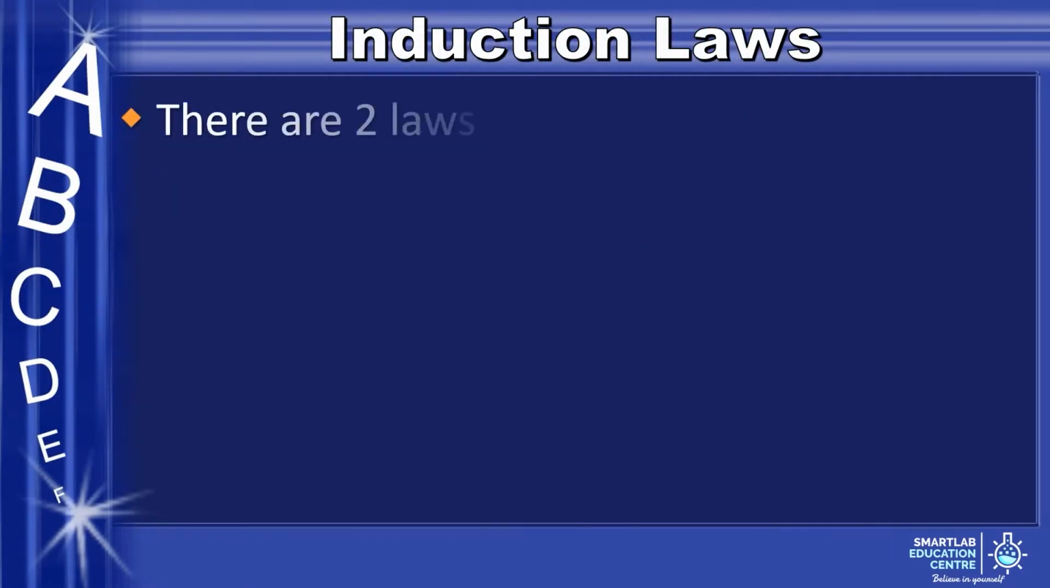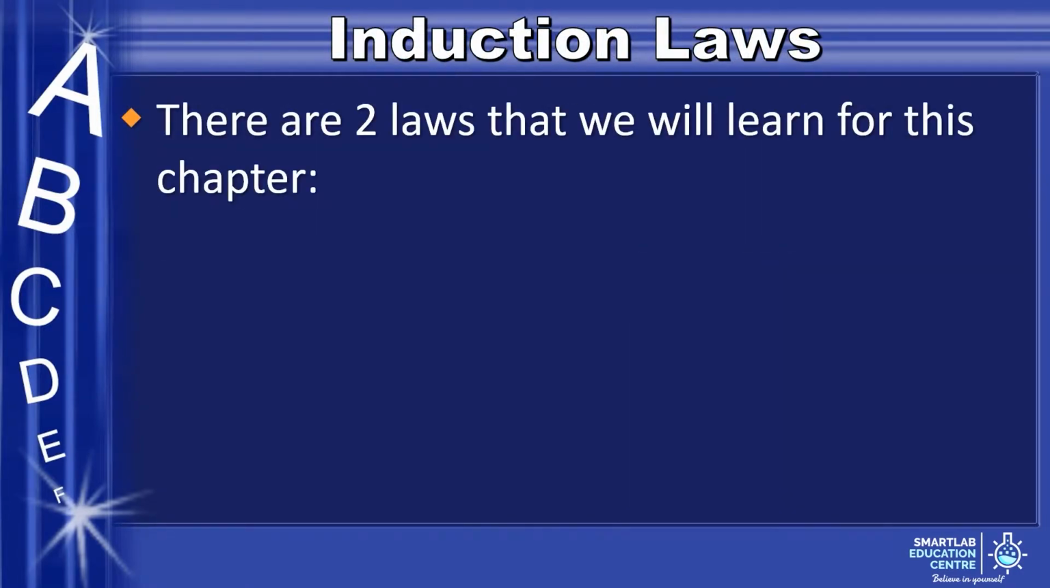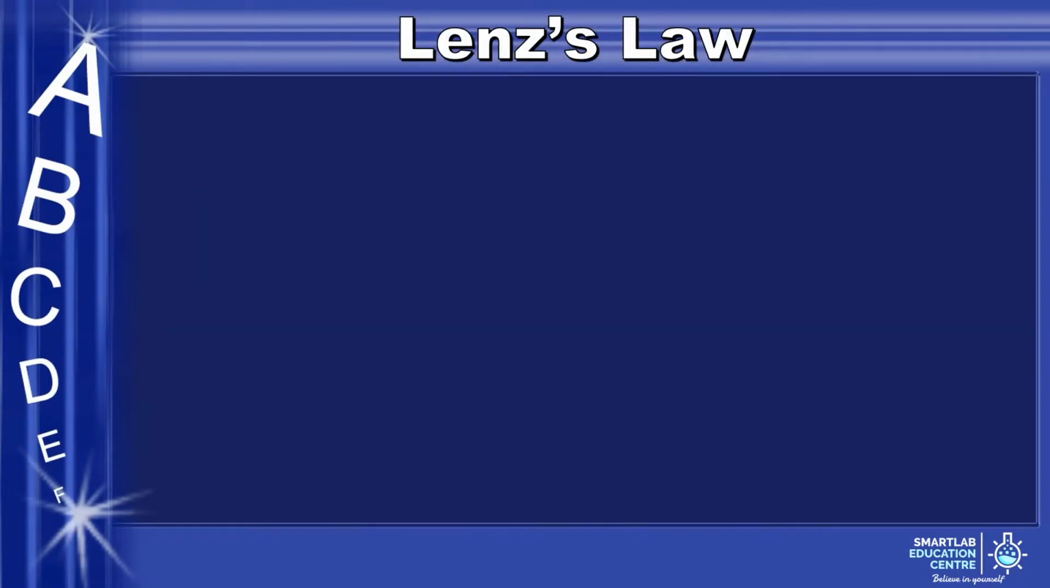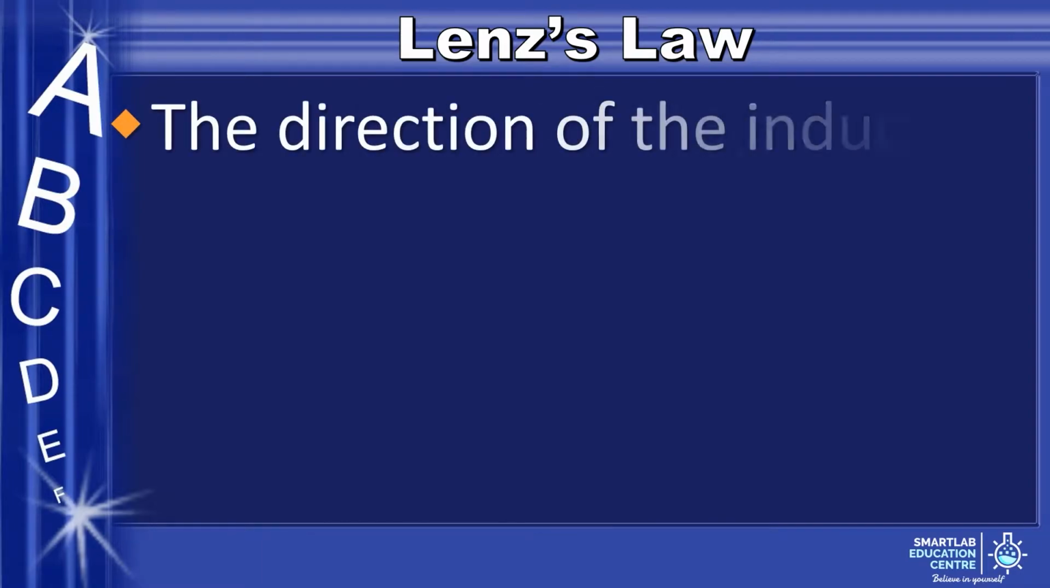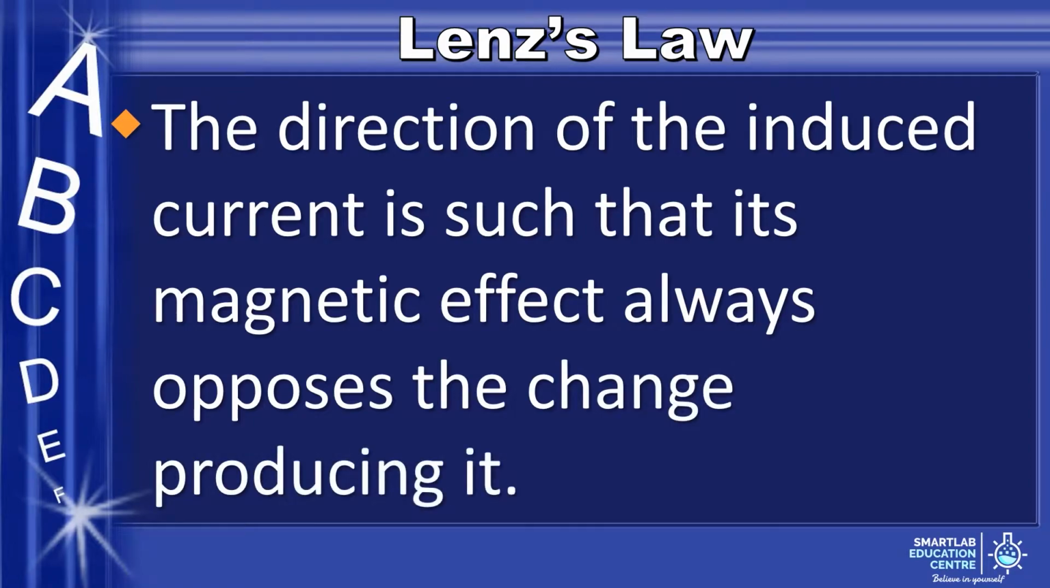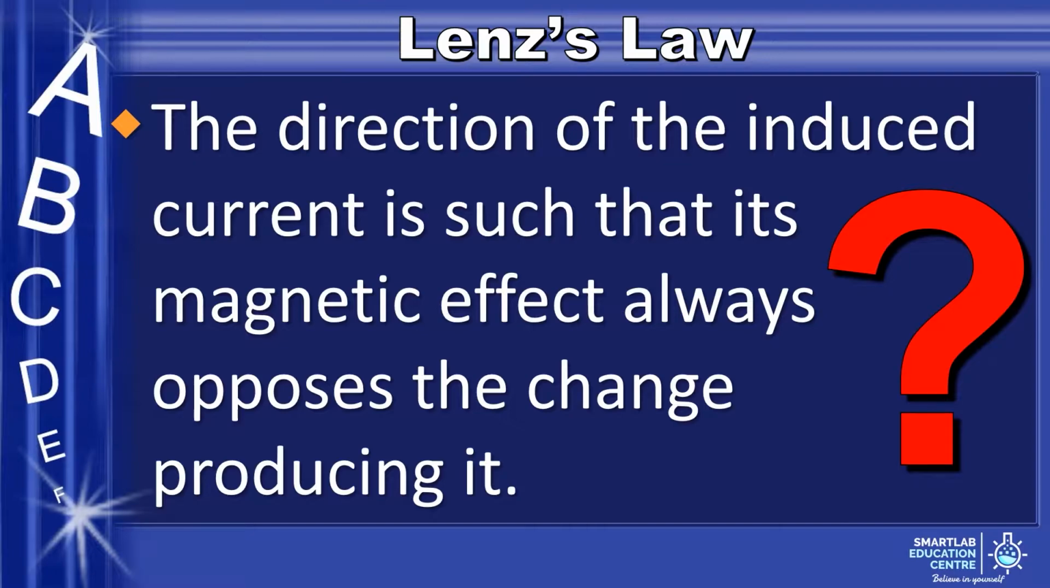There are two laws that we will learn for this chapter: Lenz's law and Faraday's law. Firstly, Lenz's law. It states that the direction of the induced current is such that its magnetic effect always opposes the change producing it. What does that mean? Let us use an example.